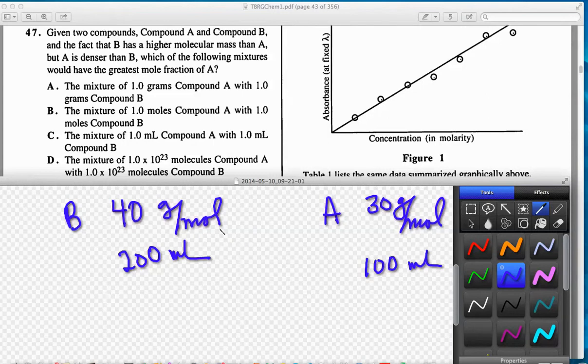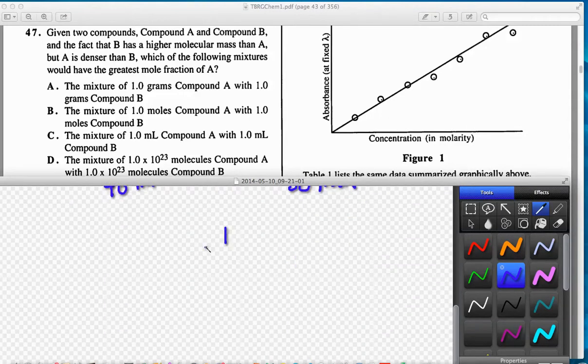Okay, think about this. The smaller the molecular weight, the greater the fraction of a mole. So if I take 1 gram of A, that means I have 1/30th of a mole. And if I take 1 gram of B, that means I have 1/40th of a mole. The mole fraction of A is going to be 1/30th over 1/40th plus 1/30th. A's got to be right.